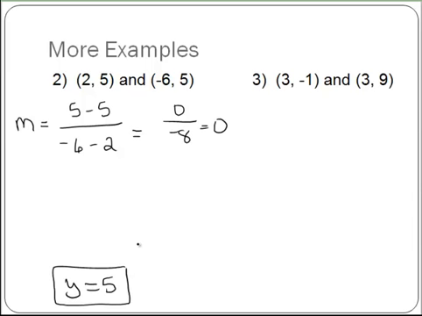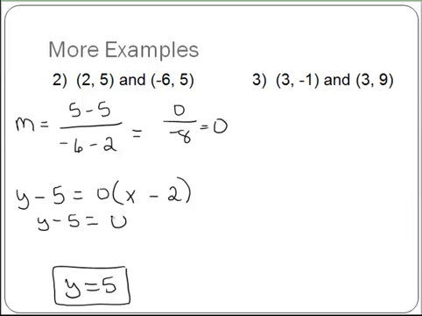However, what if we don't really remember that? We can still use our formula, y minus y1 equals m times x minus x1. So we have y minus 5 equals, well, what is 0 times all of this? It's just 0, right? And if you add 5 to both sides, you still end up with y equals 5. So that's going to be the equation, and this is considered standard form and slope-intercept form.